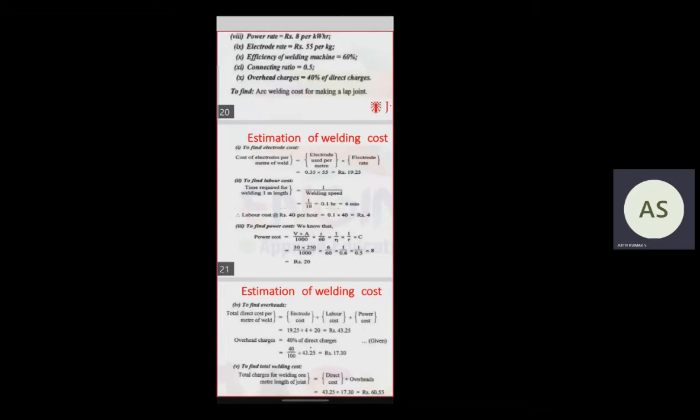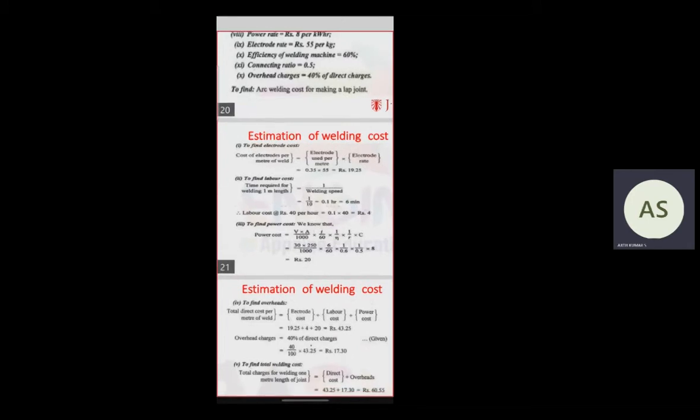That is the total direct cost per meter of weld. This is the total direct cost used for the welding process. Overhead charge is given as 40% of direct charges. So 40 by 100 into 43.25 will give rupees 17.30. This is the overhead charge. First we find the total direct cost used for the welding process, and next we find the overhead charges. So next, to find the total welding cost, we add the direct cost plus overhead cost.